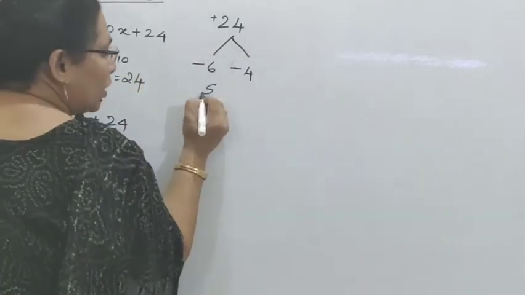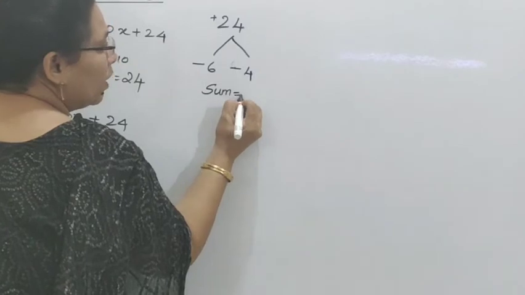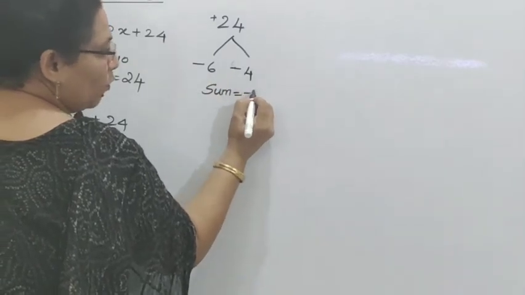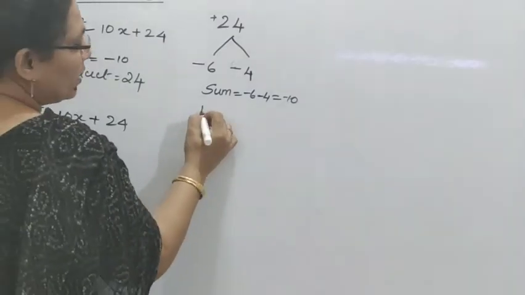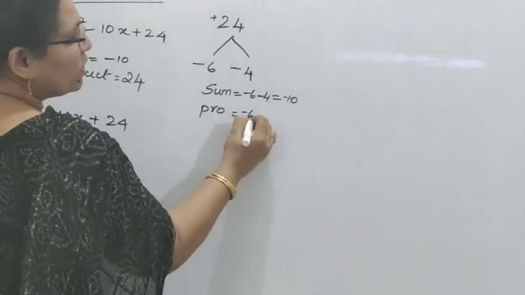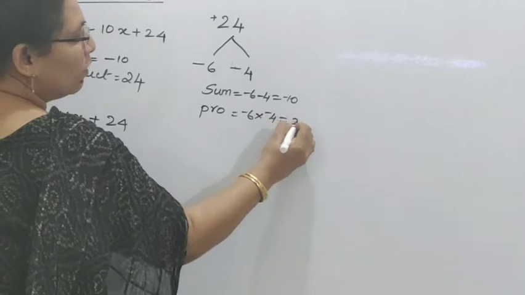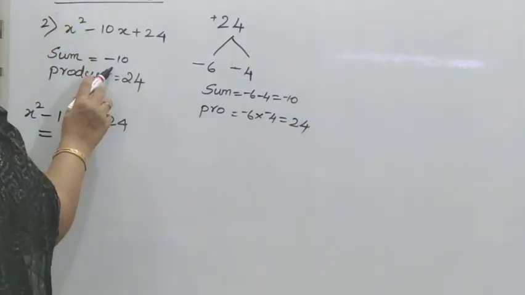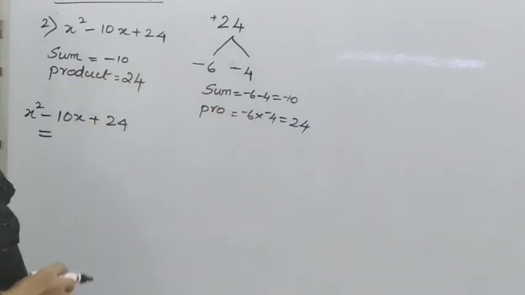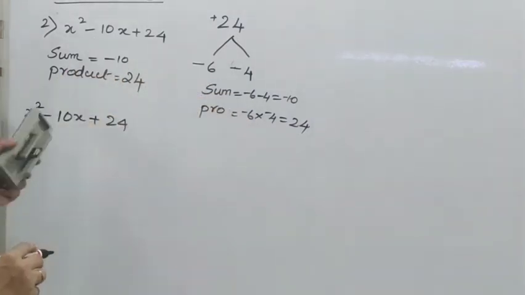Now you calculate what is the sum. So -6 plus -4 is equal to -10, right? What is the product now? -6 into -4 is equal to 24. So both the conditions we have satisfied. Check this one: sum equal to -10 and product equal to 24. Now we'll come to the question.